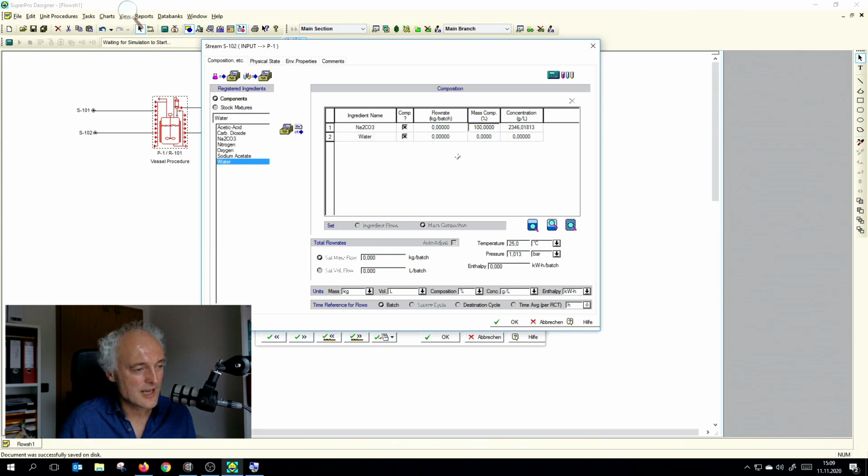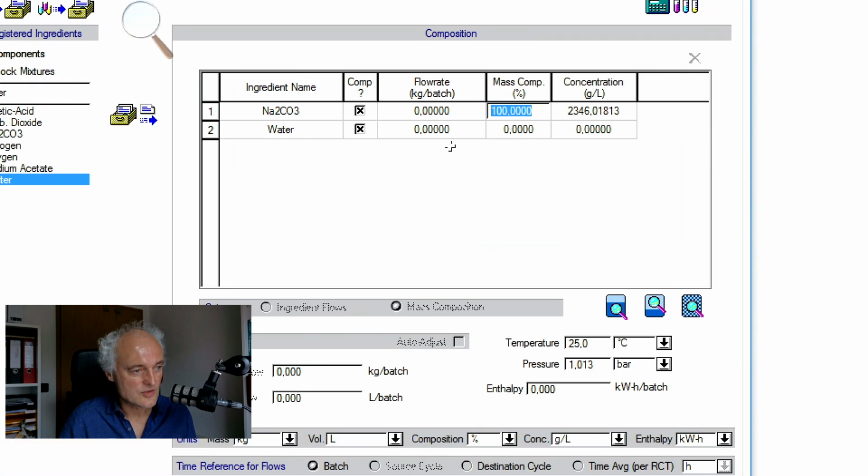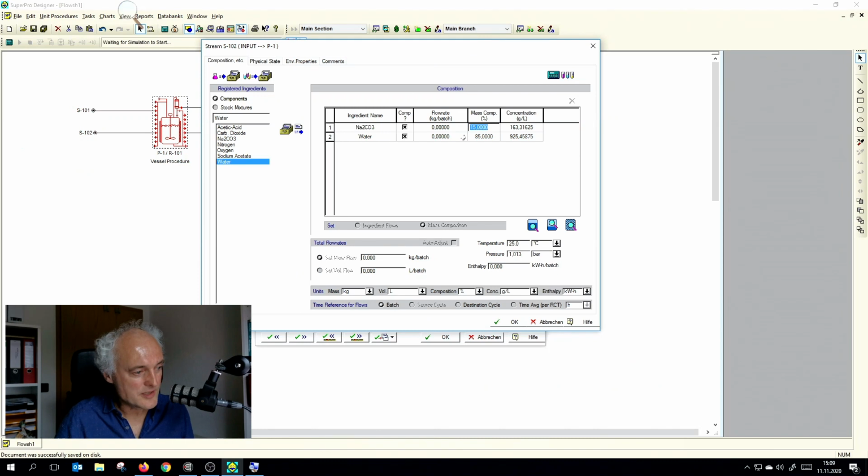We need to correct the percentages. So sodium carbonate is 15%, and water, don't forget to adjust the water, it's 85%. So this is our stream composition. Now we don't touch these flow rates here, and you cannot change them anyhow here. So we just have given now the composition of the stream.